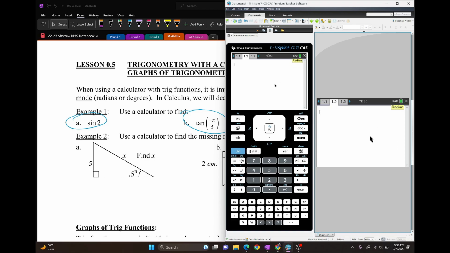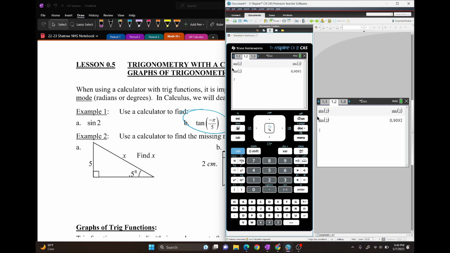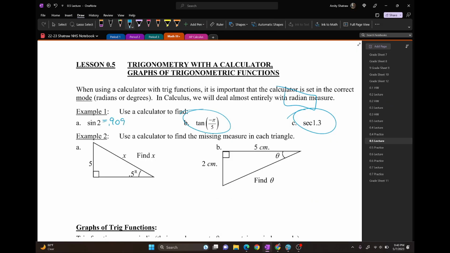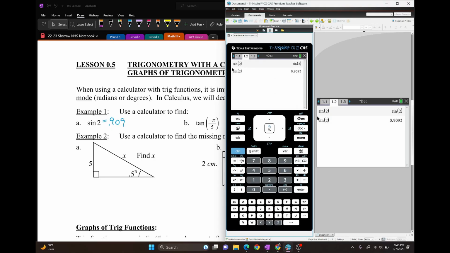For this problem right here, sine of 2, he wants it in radians. So I'm going to hit the trig button. I'm going to hit the sine button. I'm going to hit 2. And then I hit enter. Oh yeah, don't forget to hit control and then enter. And now I have my decimals, okay? So that is going to be 0.909.